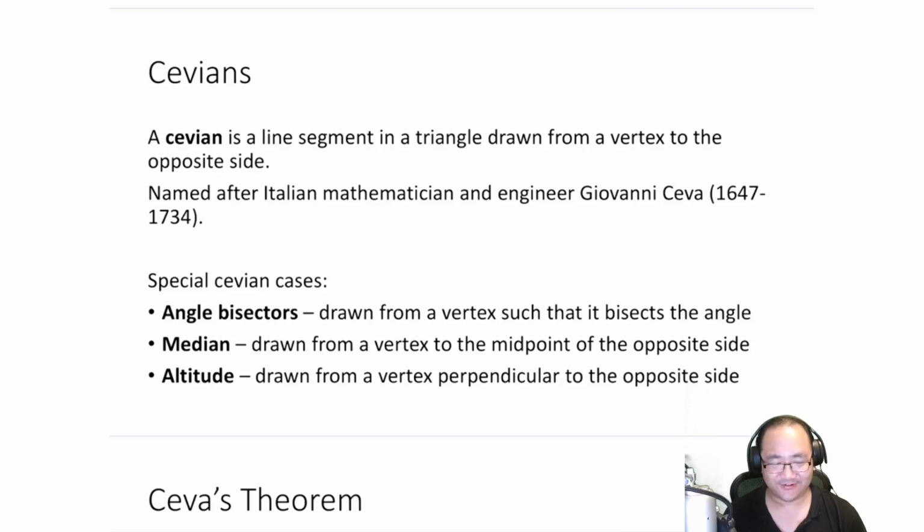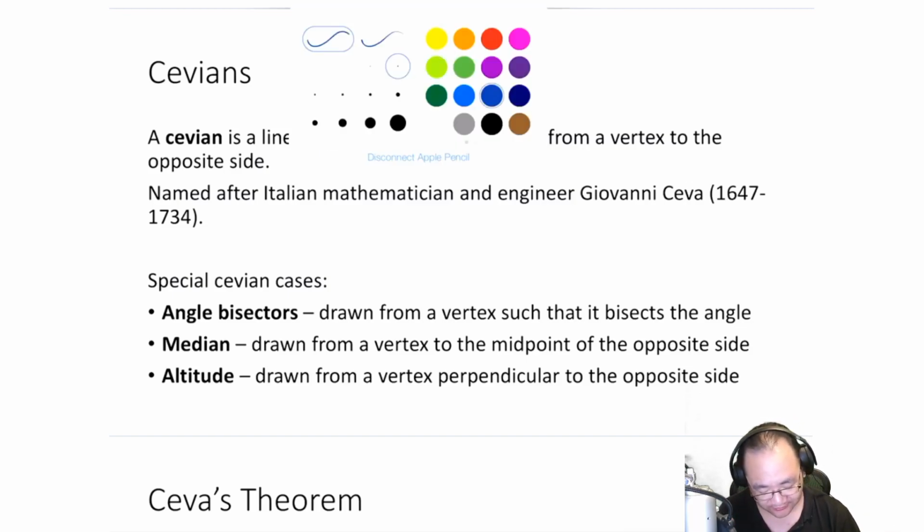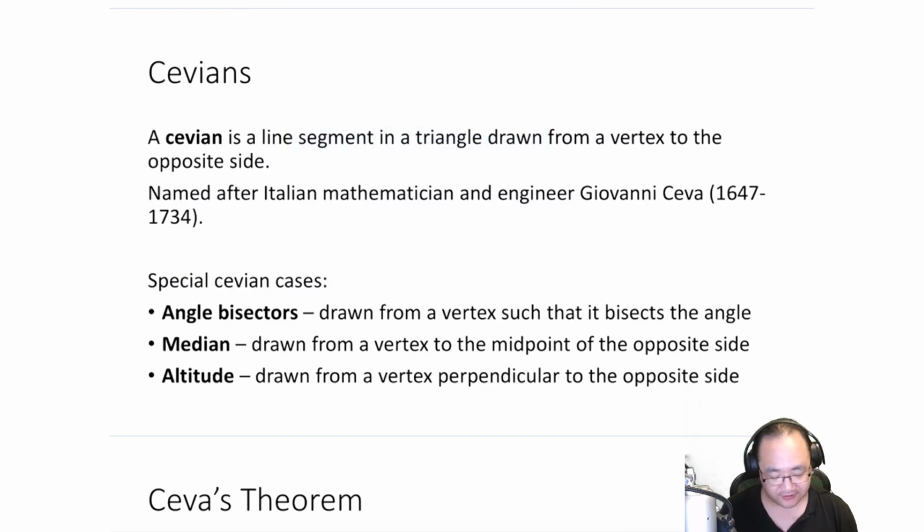Alright, folks, we're going to look at Cevians and then Ceva's theorem. To understand what a Cevian is, I'm not sure if I'm pronouncing it correctly, Cevian, so I do apologize if I'm pronouncing it wrong. A Cevian is a line segment in a triangle drawn from a vertex to the opposite side.